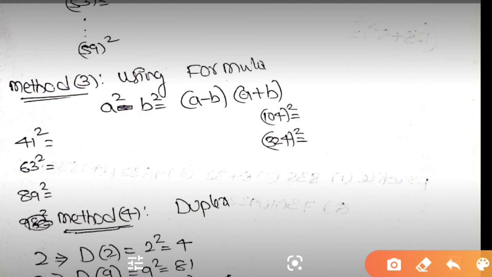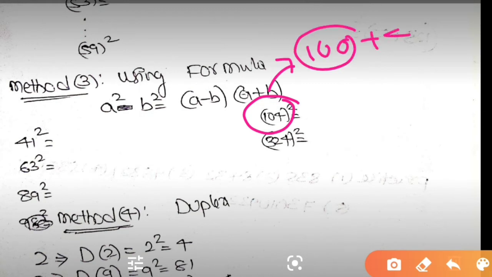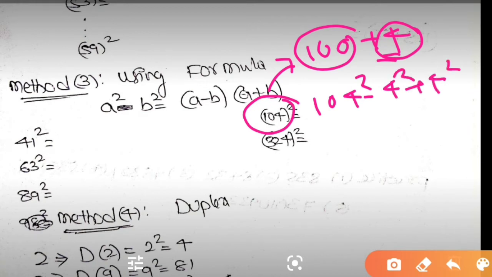If we take 104 whole square, it is near to 100. By adding 4 to the 100, we will get 104. So that's why I am using 4 here. 104 whole square minus 4 square plus 4 square. So here 4 square gets cancelled, and again we will get 104 whole square.